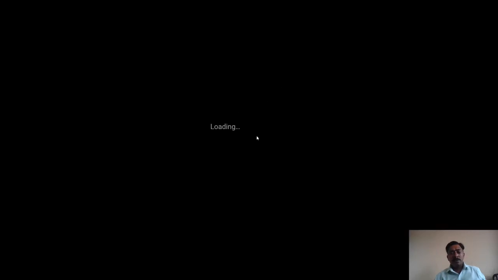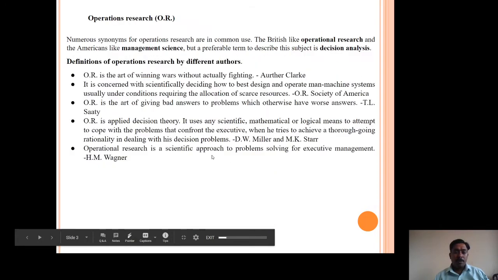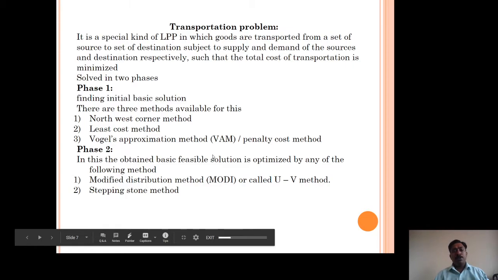So today we start a new topic. This is Unit 2 of your Operations Research, that is the transportation model. Now what is meant by transportation model? This is a special kind of linear programming problem, where we want to supply from one supply location to different destinations.